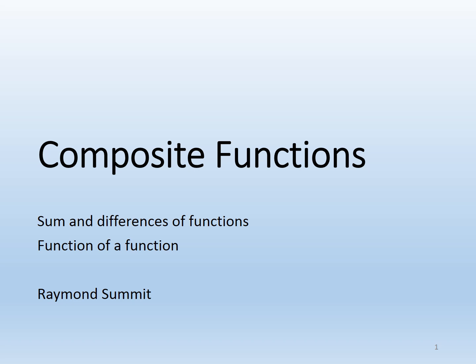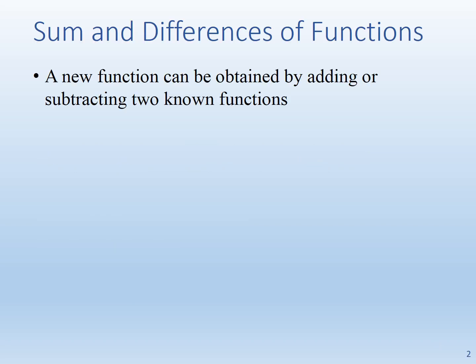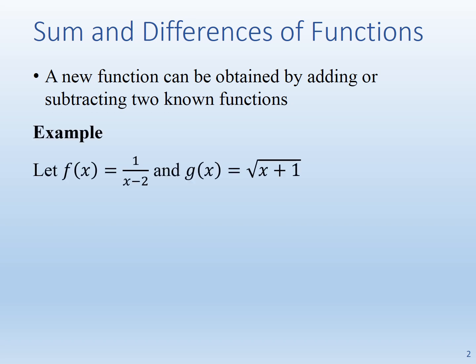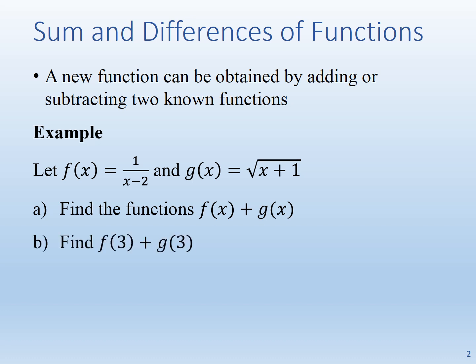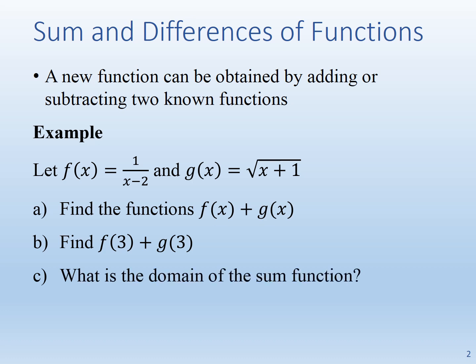Let's make up more complex functions now by adding or subtracting simpler ones, or by getting a function of a function. The value of a variable may be dependent on two factors, which can be represented as two separate functions. In this example, we have f of x and g of x as our two functions, and we're asked to find the combined function, and what that combined function is equal to when x is equal to 3, and then to find the domain and range of the sum function.